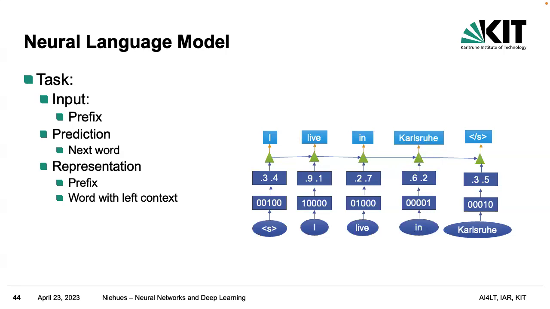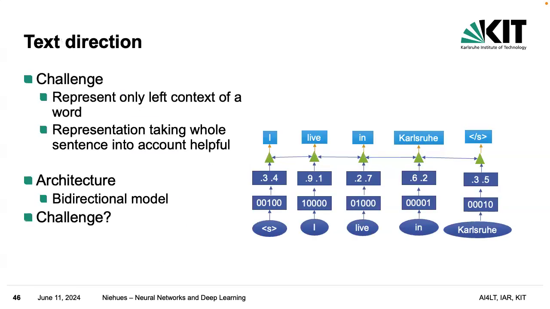And of course, most information in text is at the left, because we read from left to right. But the task sometimes would be easier if we have knowledge about everything. And that's why there's a different type of architecture, where we try to learn a representation which depends on the past and the future. So it should represent the full context, not only looking at the past, but also at the future.